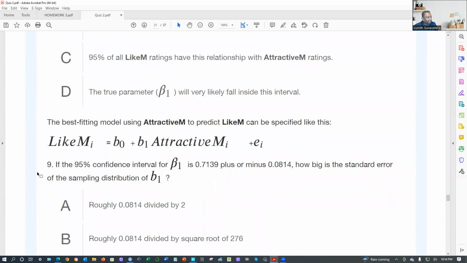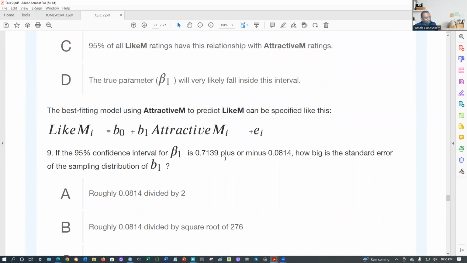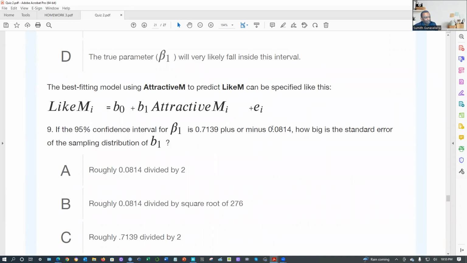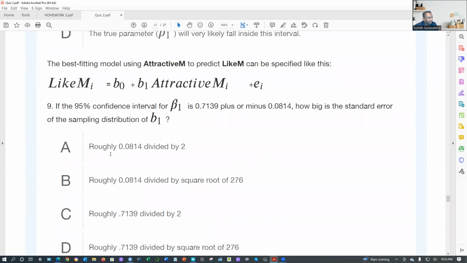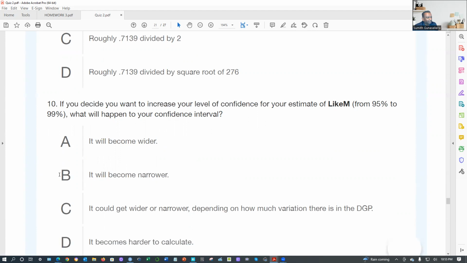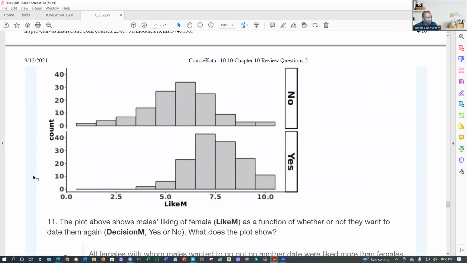The best fitting model: if the 95% confidence interval is this plus or minus this much, how big is the standard error? The standard error is the margin of error, which is 0.021 divided by 2. We had that kind of question earlier too. If you want to increase your level of confidence, can you remember? From 95 to 90, it will become wider. You know that one.